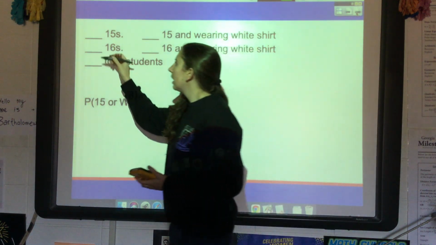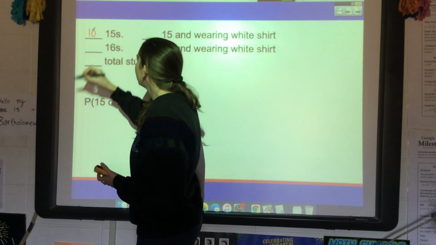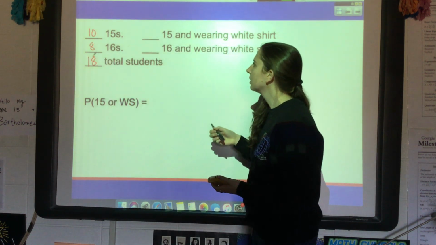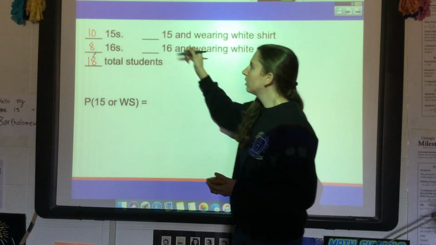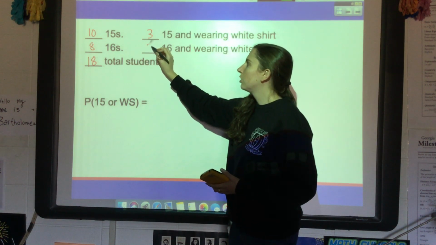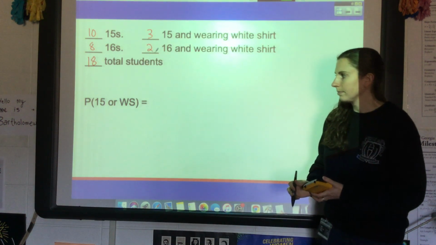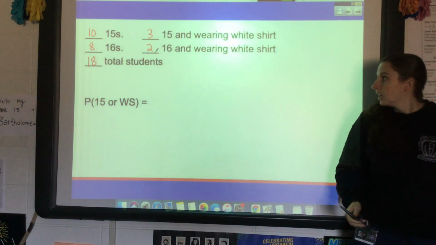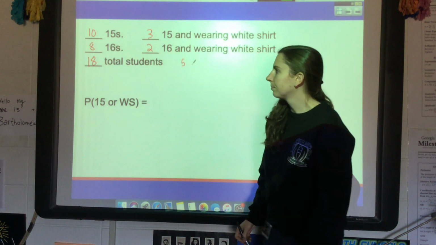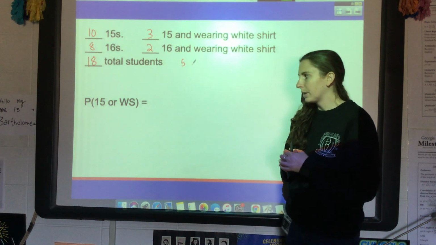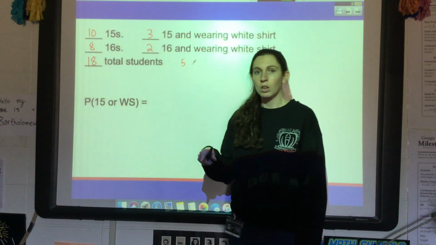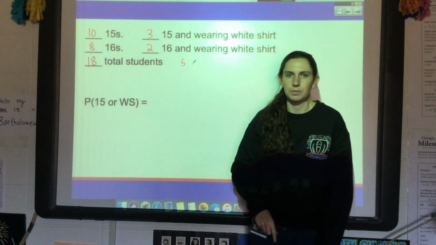So this time, let's say there's 10 15-year-olds and 8 16-year-olds and 18 total students. I'm just making up numbers. Let's imagine of those 15-year-olds, 3 of them are wearing white shirts, and of the 16-year-olds, 2 of them are wearing white shirts. So total, that would be 5 people in white shirts. Let's say I want to find the probability of picking somebody random. What's the probability that they are 15 years old or wearing a white shirt?